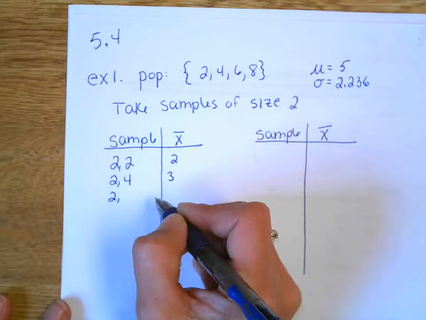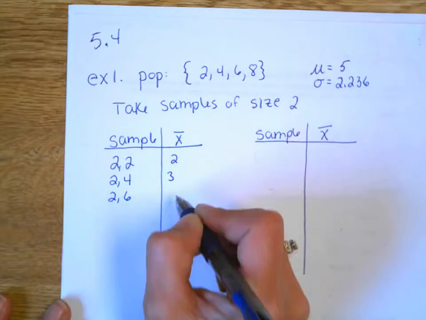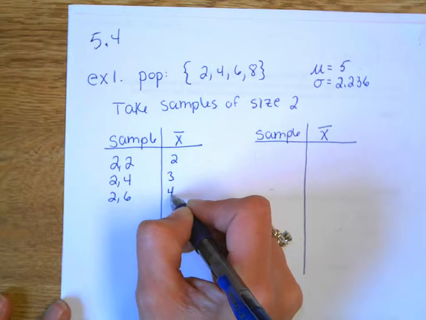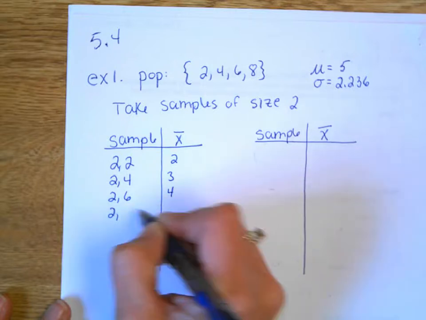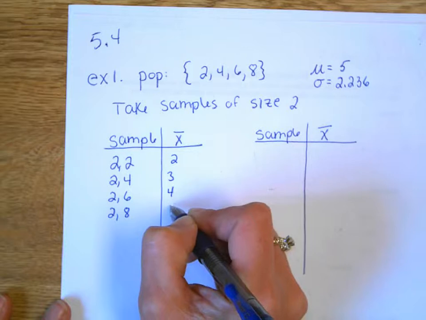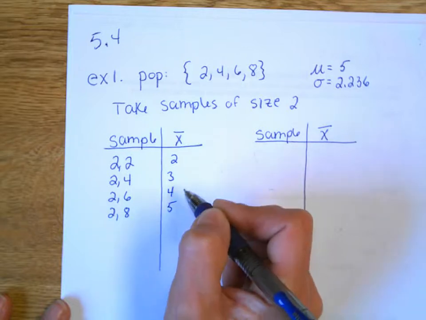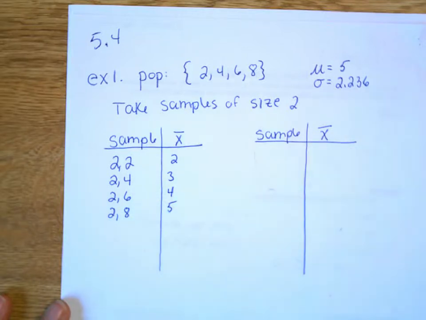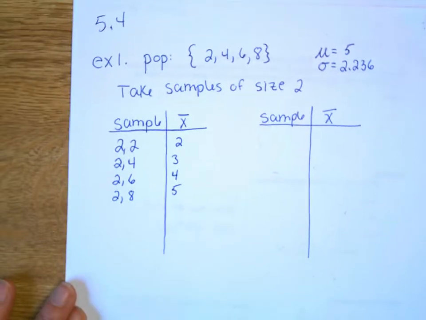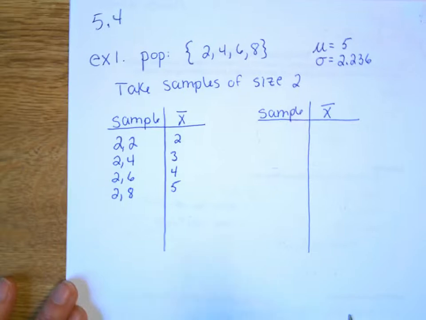I could have picked a 2, and then what could have been my second pick? 6. The average being 4. And then 2 with 8. Average being? 5. Okay, so those are all possible samples where I would have picked the 2 out first. What else could have been the first ping pong ball I took out? 3. I don't have a 3 in there. A 4?